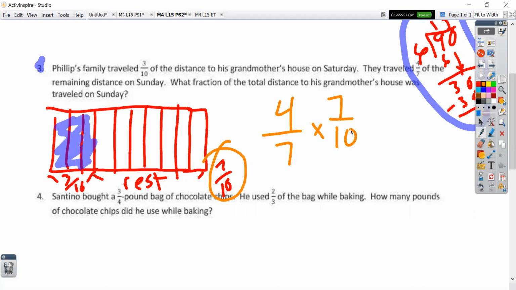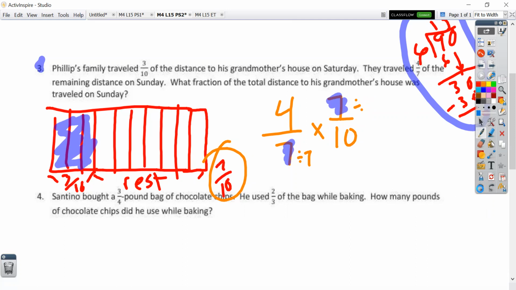Now, for those people that are looking to simplify early, I see a 7 and I see a 7. We could divide both of those 7s by 7 and create 1, and just watch how this is. So that would create 1 on those. So 4 times 1 would be 1. 1 times 10 would be 10. Let's see if that should be 1/10.